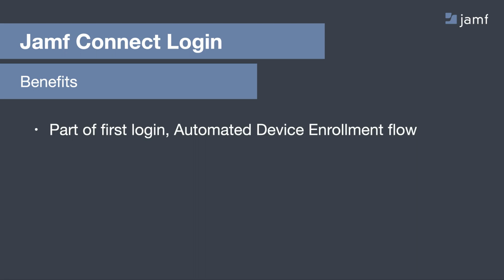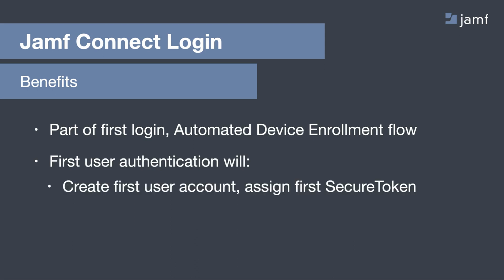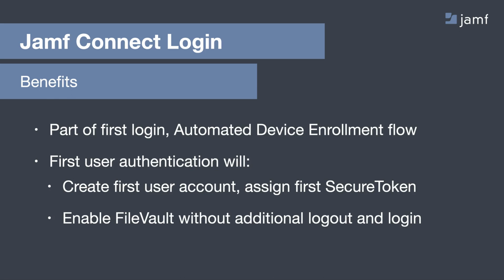The benefits here is that this is part of a first login automated device enrollment flow, and it's assumed that there's no users with secure tokens yet. So use this just for new machines that are deployed. And in that first user authentication, a number of things all happen together. The first user account is created just in time with the appropriate admin or standard privileges you desire, assigning it the first secure token, enabling it for FileVault without the need to go back to the login window, and then also getting that Bootstrap token escrowed to MDM.